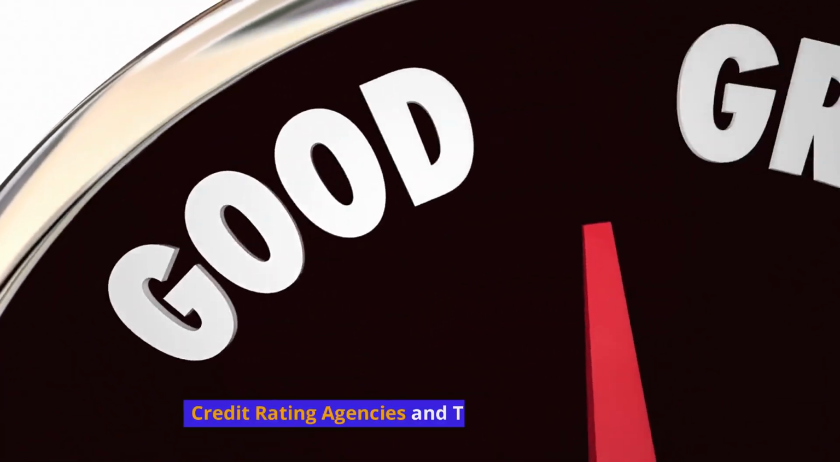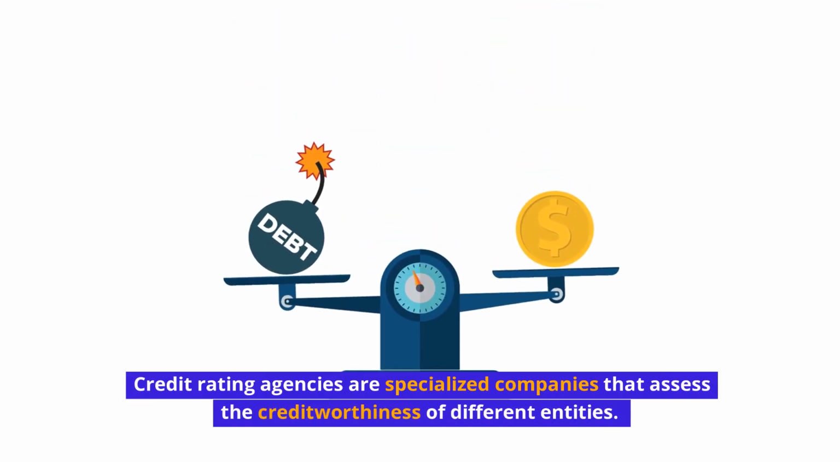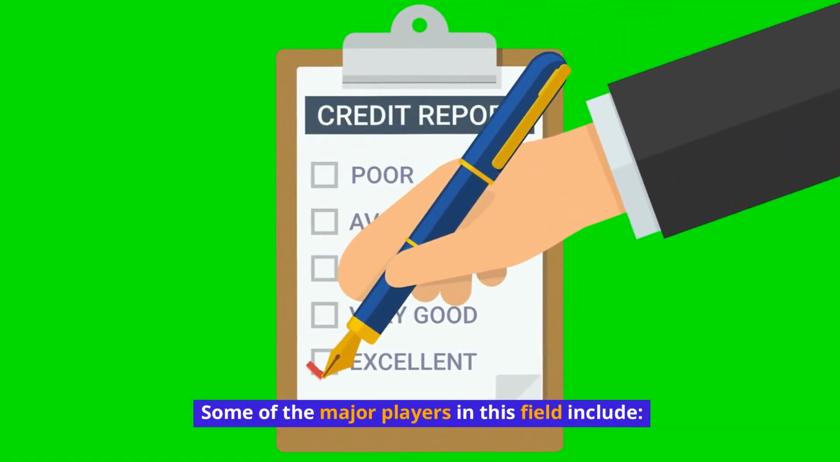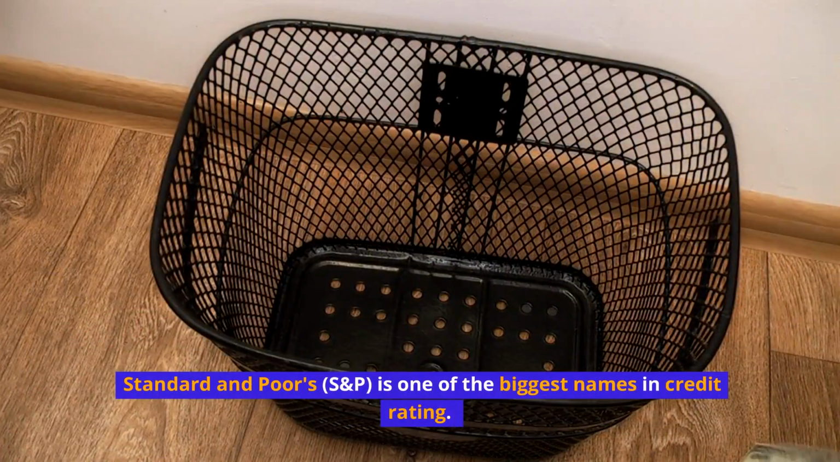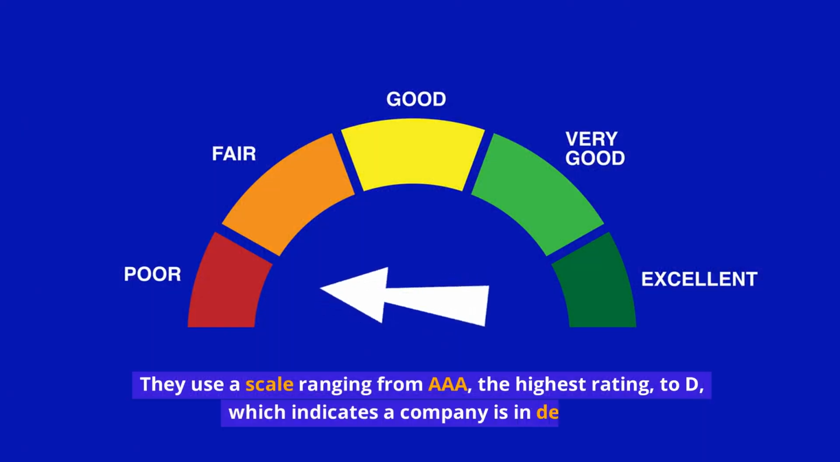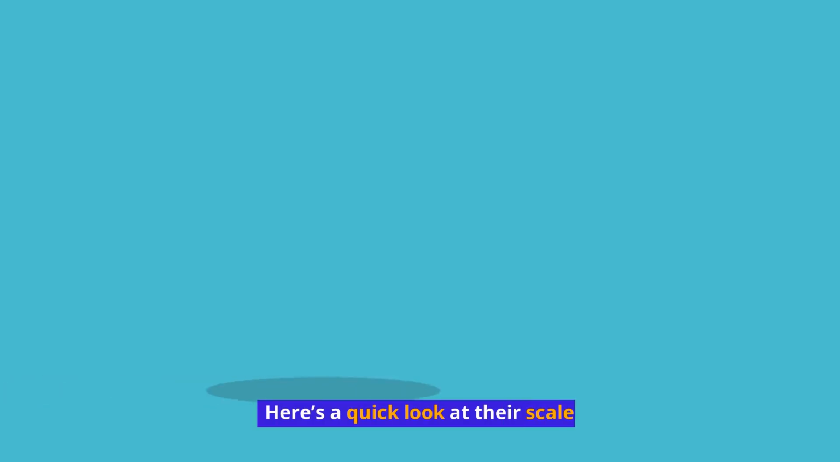Credit rating agencies and their methodologies. Credit rating agencies are specialized companies that assess the creditworthiness of different entities. Some of the major players in this field include S&P Global Ratings. Standard & Poor's, S&P, is one of the biggest names in credit rating. They use a scale ranging from AAA, the highest rating, to D, which indicates a company is in default. Here's a quick look at their scale.